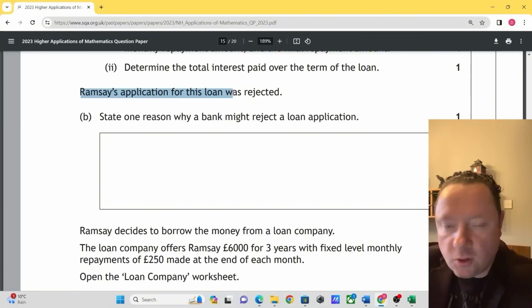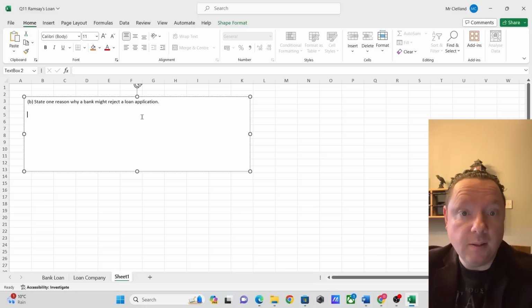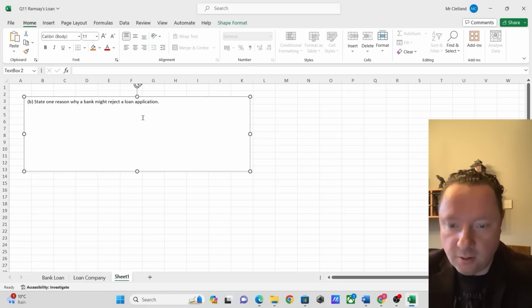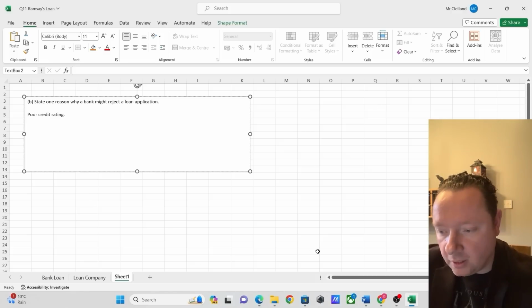Ramsey's application for this loan was rejected. State a reason why a bank might reject a loan application. So let's just put this answer in here. There are several reasons, but the main reason is to do a credit check, and they might have a poor credit rating. So I'm just going to write poor credit rating as my answer. Or you could mention the affordability of a loan. Okay, let's move to the next question.